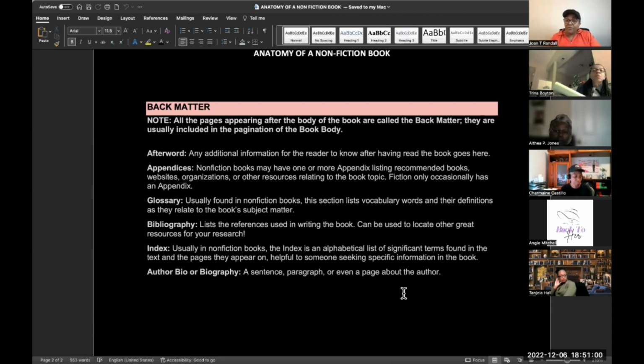Sometimes you'll find a glossary for books that are very biblically driven, right? And what some of these things mean. Bibliography is the references used in writing the book. So again, if you're using references, you can put them in the back of the book.